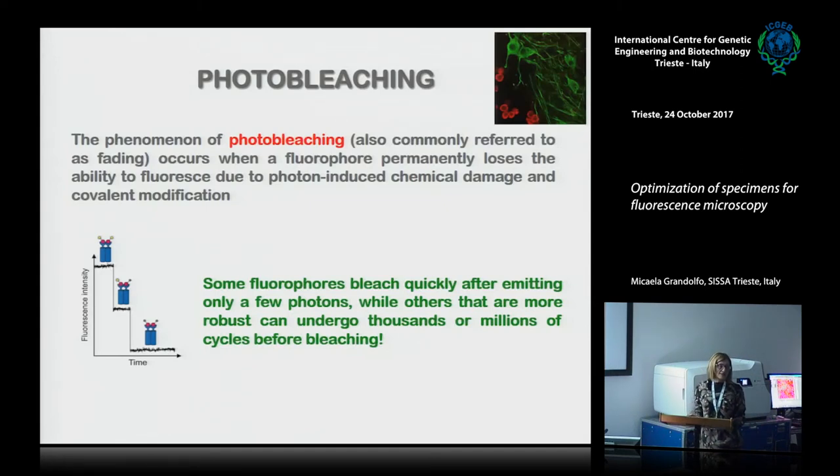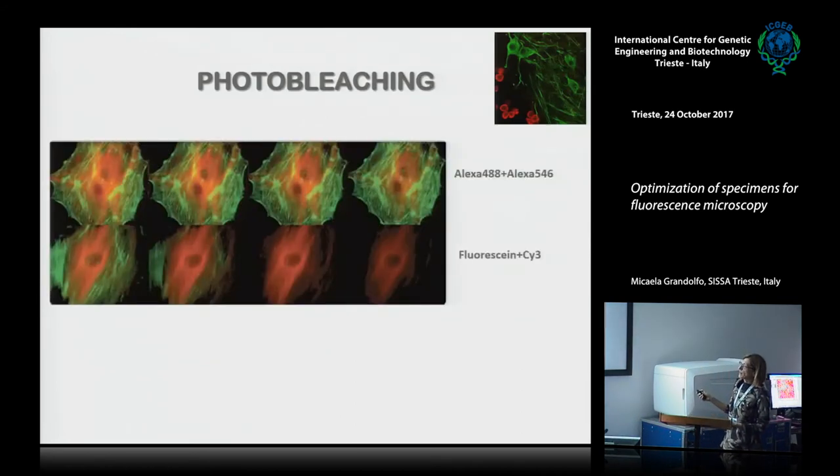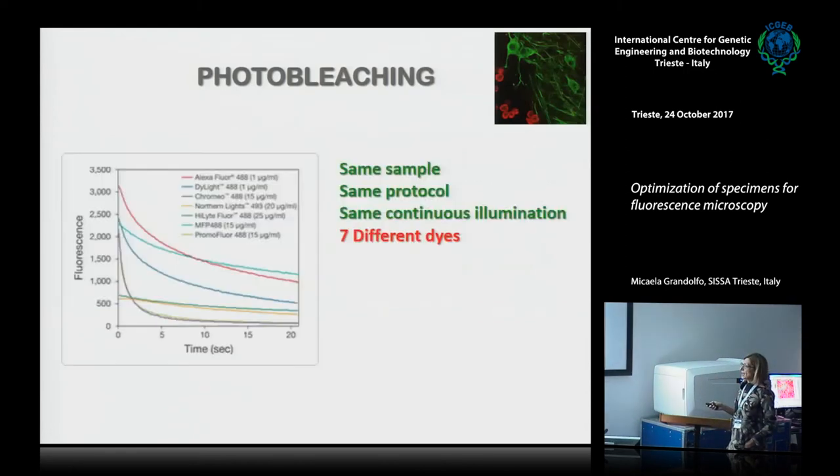And this is another characteristic that you have to know when you want to buy a new fluorophore, or when you want to check the characteristics of your old fluorophore that you already have in your fridge, okay? This is just an example, the same type of cells, the same type of illumination, same cycles of illumination, the couple Alexa 488, Alexa 546, and the couple fluorescein, Cy3. As you can see, the difference is dramatic.